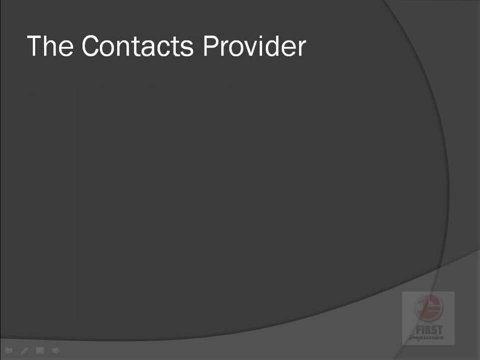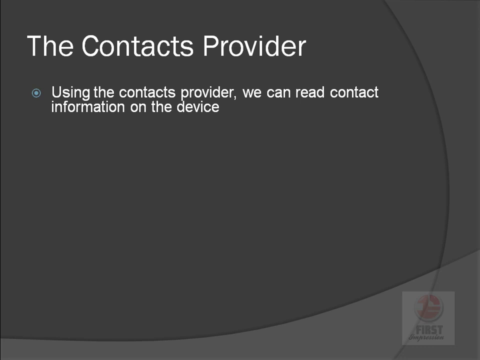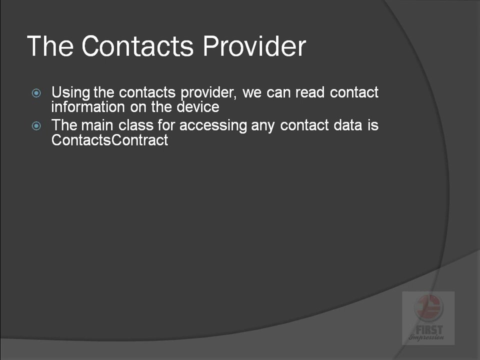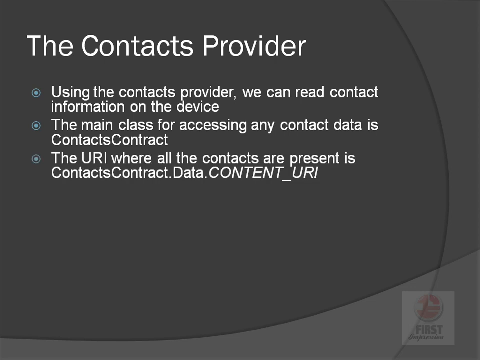Let's check out the contacts provider. Using the contacts provider, we can read contact information on the device. The main class for accessing any contact data is ContactsContract. Using this class, you can access any contact data on the cell phone. The URI where the contact data is placed is called ContactsContract.Data.CONTENT_URI. This is the URI, or the Uniform Resource Identifier, which gives you the name of the database where the contacts have been stored.